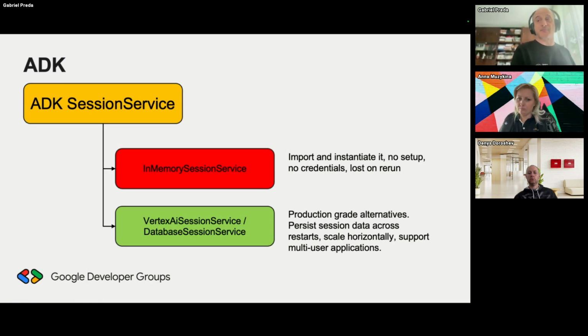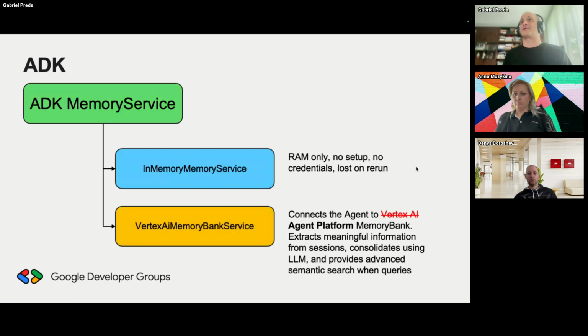You see VertexAI appears in the name. I don't know if the library will actually be changed because now VertexAI is Agent Platform. We'll see in the future. But across this presentation, you see VertexAI is still there very much, and probably the library name will not be changed overnight. And then you have the ADK memory service as well.